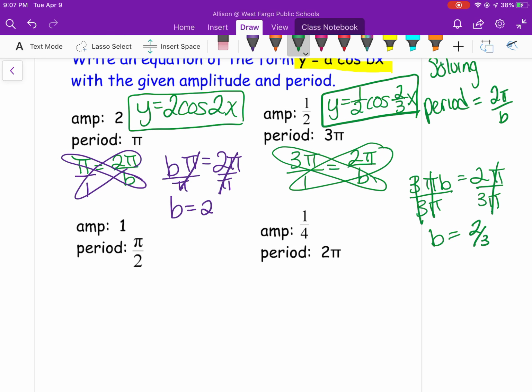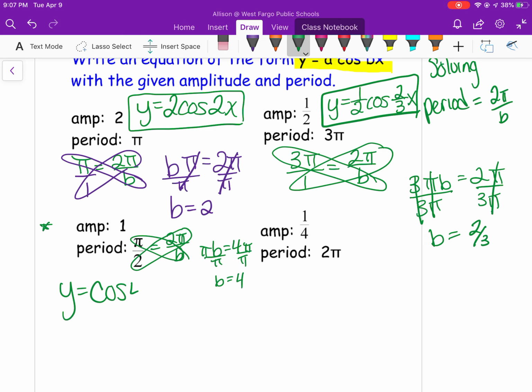If the amplitude down here is 1, it's just going to start out as y equals cosine. And then what x? So if my period is 2 pi, set that equal to 2 pi over b. Cross multiply, I'm going to get pi times b equals 4 pi. Divide both sides by pi, and b equals 4. So y equals cosine of 4x.